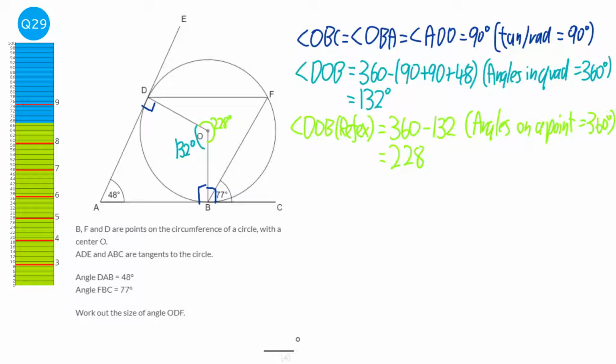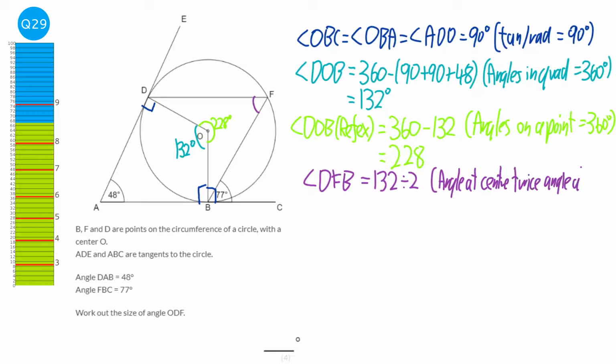Now we can also use the circle theorem to work out this one, because we've got an angle at the centre and an angle at the circumference, and the angle at the centre is twice the angle at the circumference. So angle DFB is going to be 132 divided by 2. Angle at centre twice angle at circumference. Okay, so when we halve that, so 132, and we're going to halve it, so that's 66 degrees. We should really put degrees on these.